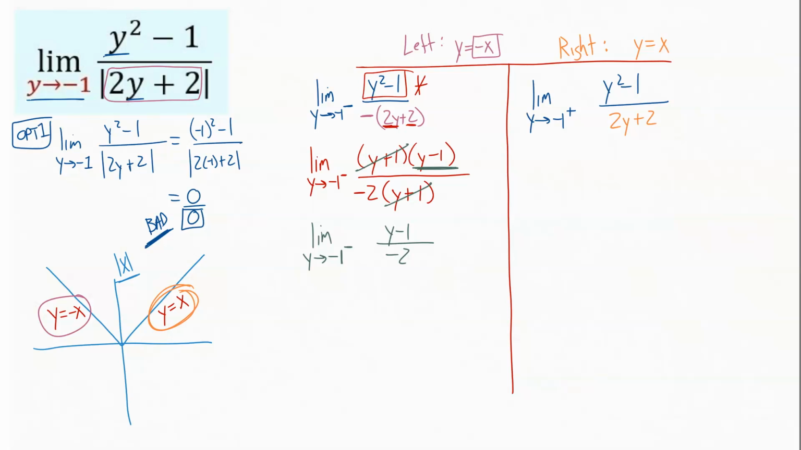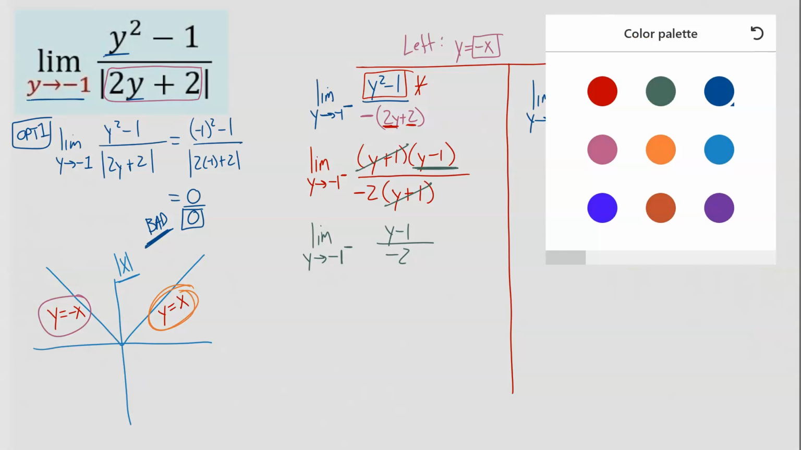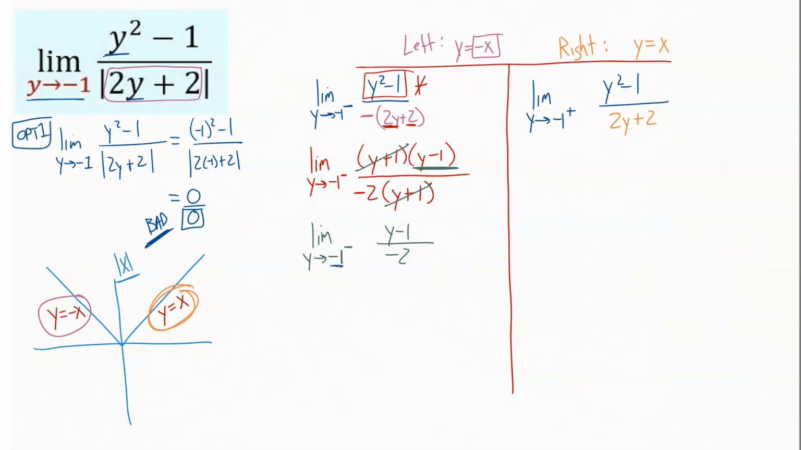And so at this point, you're just going to go ahead and back to option 1, plug it in. So we're plugging in negative 1 everywhere we see a y. This is going to equal, we're plugging in so we can drop that limit statement, negative 1 minus 1 over negative 2. So our left-hand limit, we get negative 2 divided by negative 2, so we are looking at a positive 1. So that is our left-hand limit.